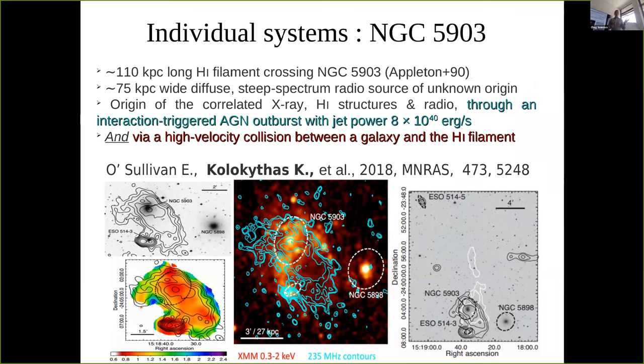I'll move on to talking about some of the individual and interesting systems that we have worked on throughout these years, like the case of NGC 5903. In white, we can see on the right, it has a 110 kiloparsec long HI filament. And in radio, in the middle image, we can see in green the radio emission at 235 megahertz, which spans 75 kiloparsecs. So this was a steep spectrum source of unknown origin. By examining the origin of the correlated X-ray, HI and radio structures, we find that it has been triggered via an interaction of AGN outburst with a specific jet power, plus a high velocity collision between a galaxy and the filament. We can see the disruption in the X-ray image in the middle, it has an arc shape. And we have found that there has been also a collision with a galaxy that was passing by.